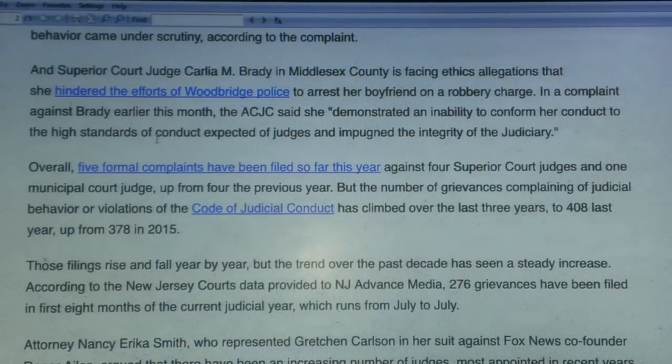It says up from 4 the previous year, but the number of grievances complaining of judicial behavior or violations of the Code of Judicial Conduct has climbed over the last 3 years. 408 last year, up from 378 since 2015, family. It got to climb. And the only way it's going to climb is if we start doing our own homework and searching.